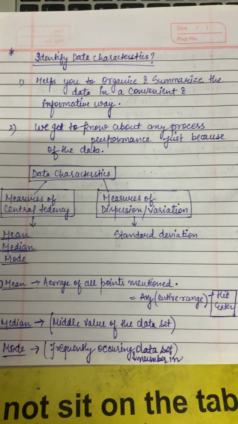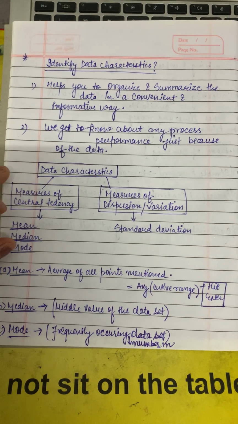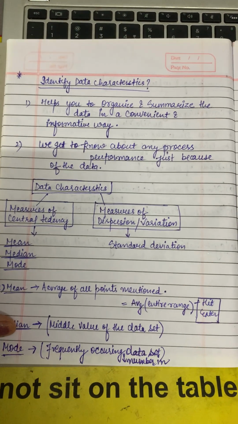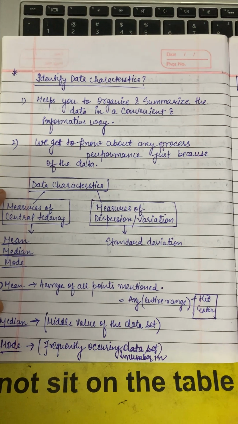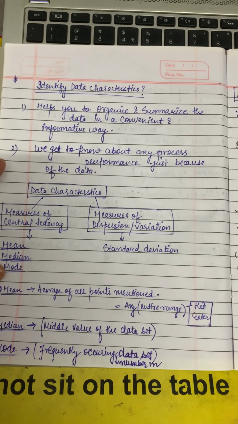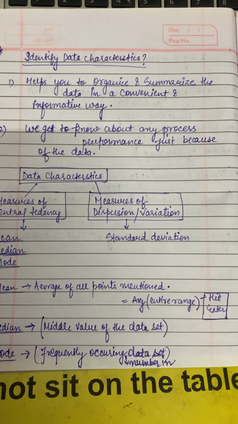Hi everyone, so we'll be discussing identifying data characteristics. We already discussed the types of sampling techniques, the data, how to collect it and whom it should be collected from. Identifying data characteristics is nothing but helping you to organize and summarize the data in a convenient and informative way.